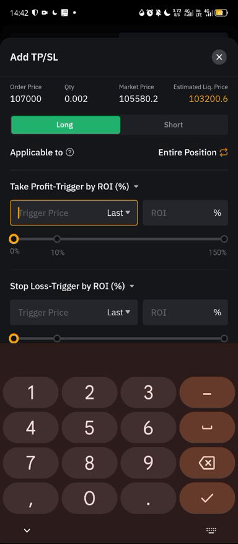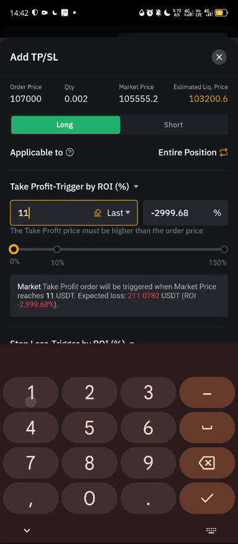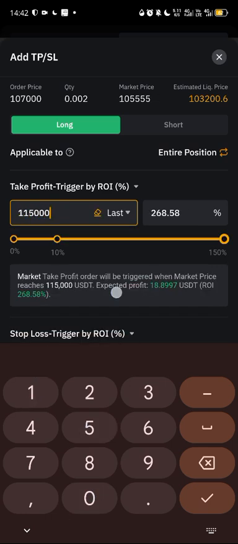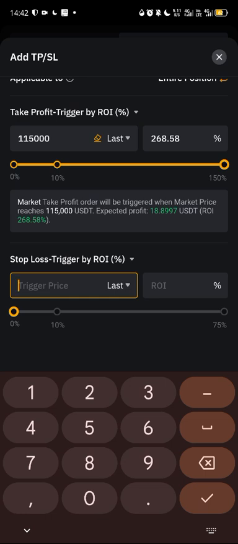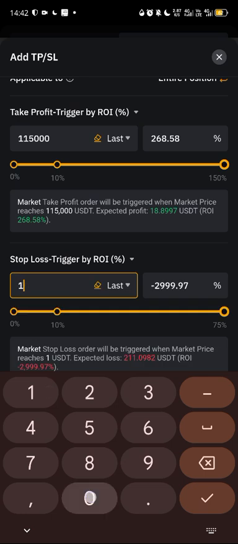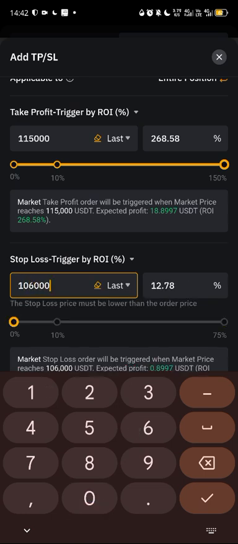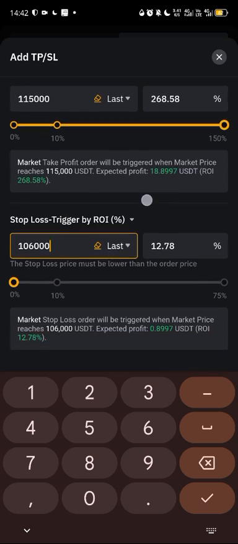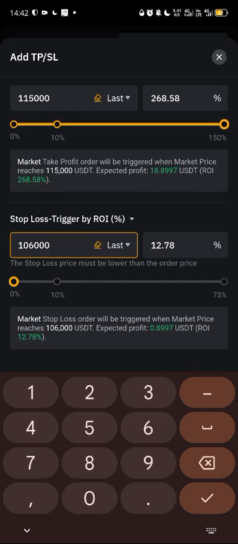You understand? Let's say, for instance, our take profit is 115,000. And our stop loss has to be lower than the entry value, which is 107,000. Now, let's say our stop loss is 106,000, which is lower than 107,000. Now, it just showed me what I'm risking and what I'm hoping to get.